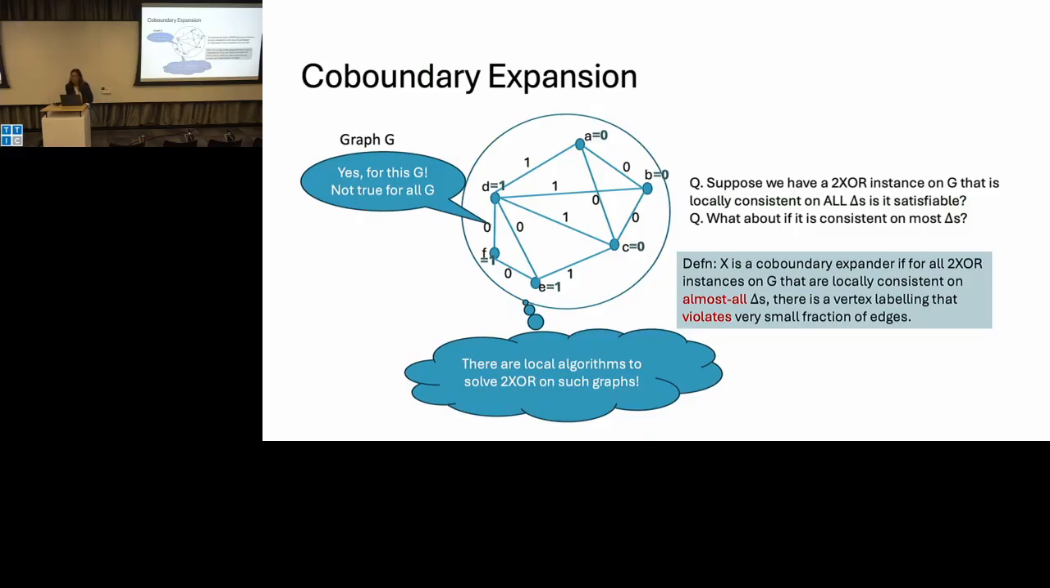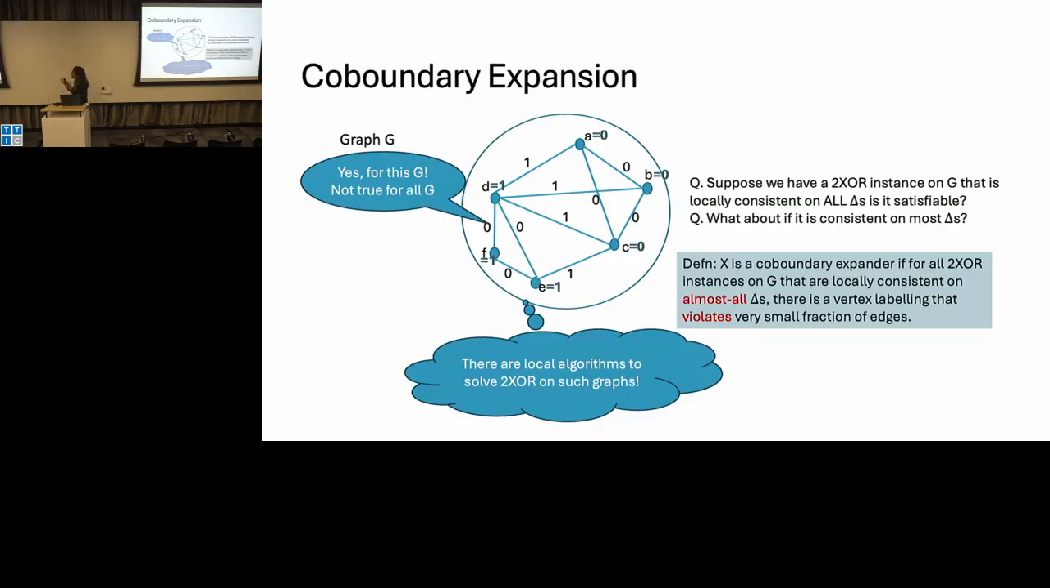So is a coboundary expander also a spectral expander or something? Like why is this an expander? Yeah, I'll just mention very quickly about that. Here you can see that it's very easy to test whether a 2 XOR instance on this graph is satisfiable or not. You just pick a random triangle. And in fact, we show that on these expanders, it's easy to even search for an assignment. You can just use simple propagation type algorithms.